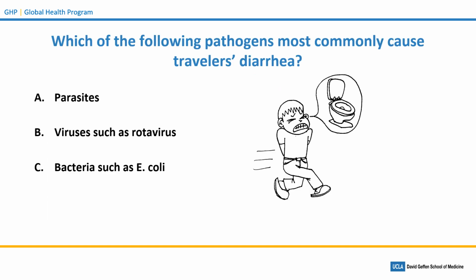I'm going to start off with a question. Which of the following pathogens most commonly cause traveler's diarrhea? Is it A, parasites, B, viruses, or C, bacteria? And the answer is bacteria, such as E. coli.